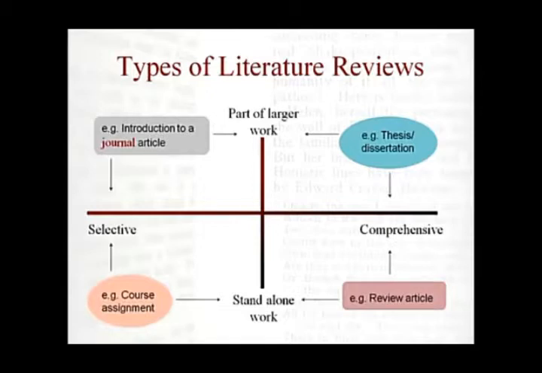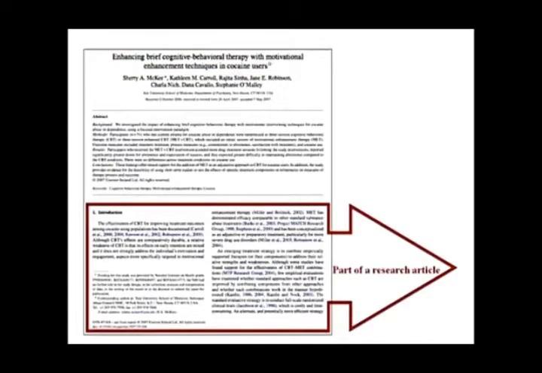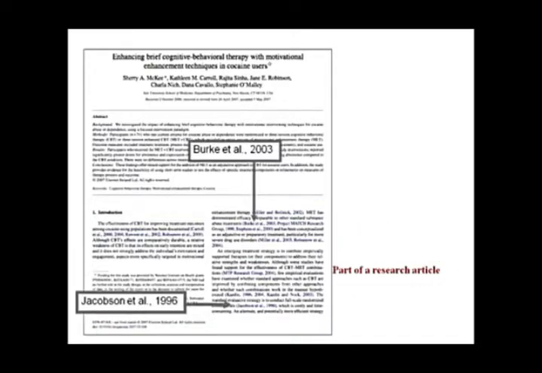A literature review that introduces an article can look like this. Here is an article about cognitive behavioral therapy. Here is the literature review. In this article, it is part of the introduction. You can tell that the introduction includes a literature review because it discusses important research that has already been published on this topic.